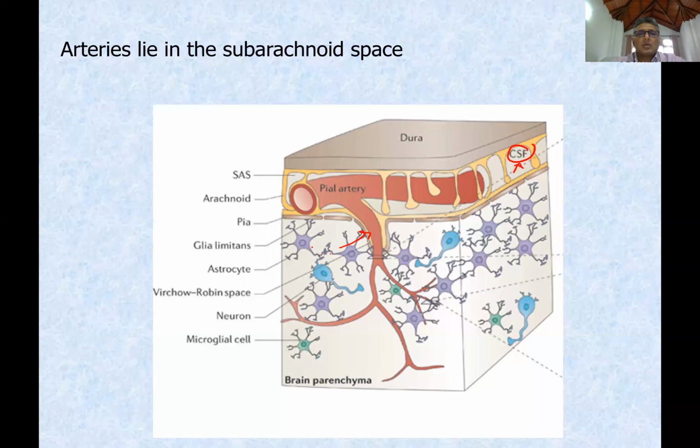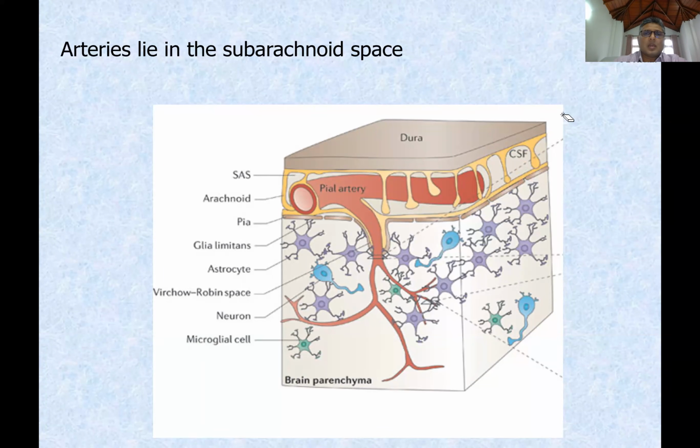Okay, they are almost end arteries, and if you occlude some of these branches, then the area supplied by that branch will have ischemia, lack of blood supply, and die. So that is the case. That's why you get strokes and all.